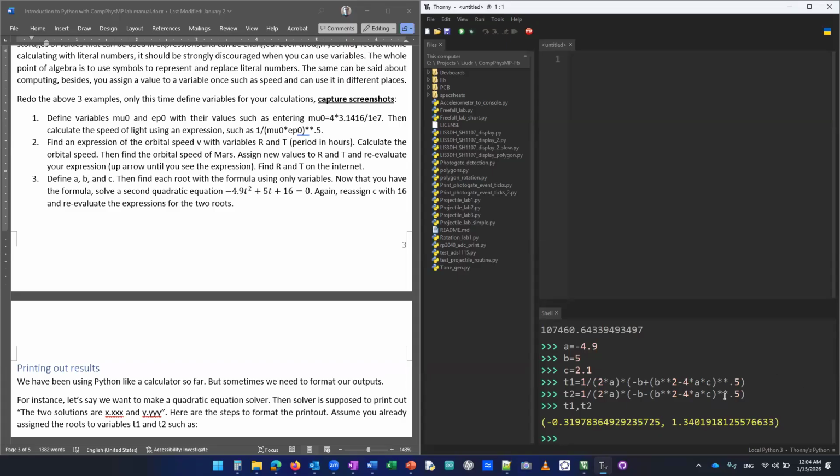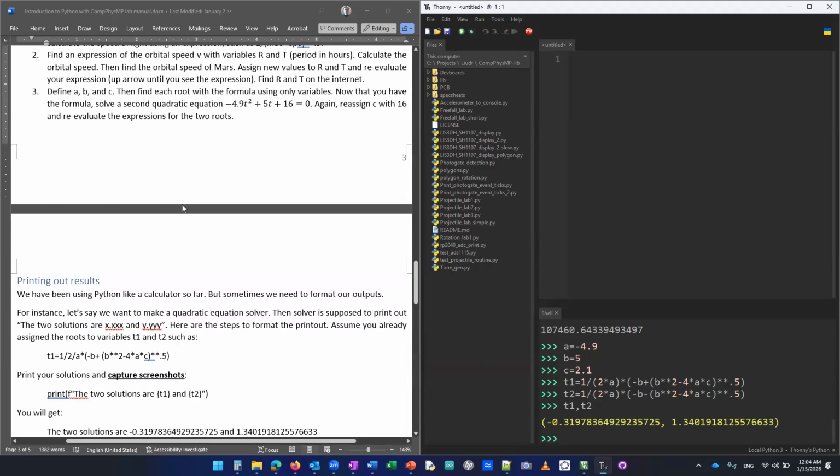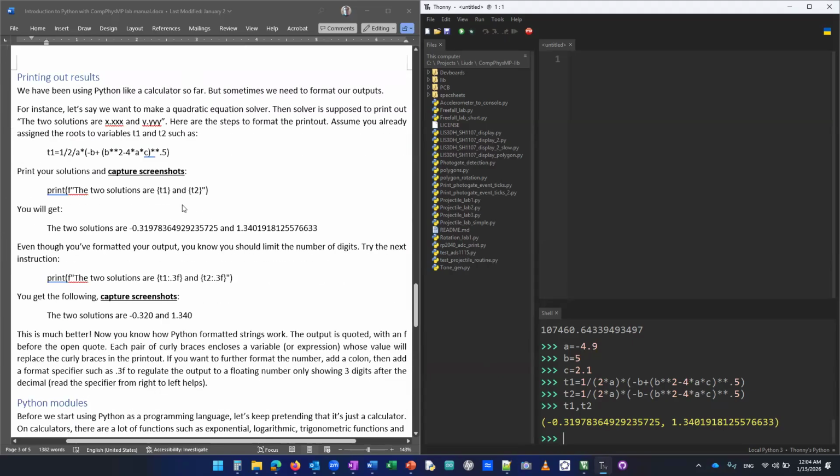So that's the usefulness of having variables. And also you don't have to type up the numbers anymore. Okay, so let's look at things about printouts. Well, you're printing your results just like a calculator, right? You type up something, you hit enter, the answer gets printed. But sometimes we want to format our printout.